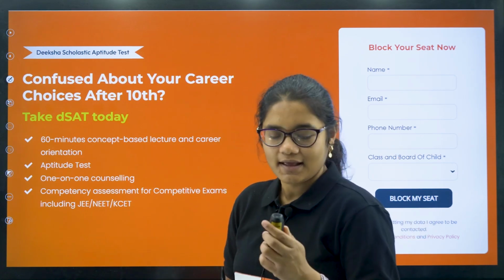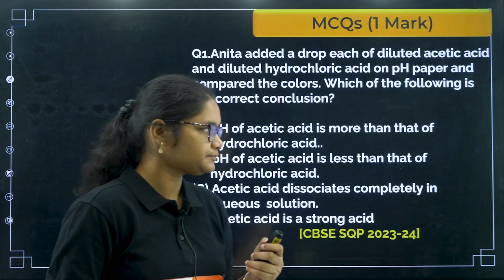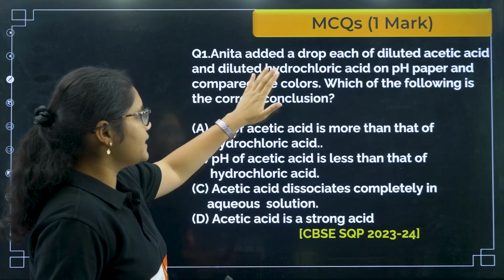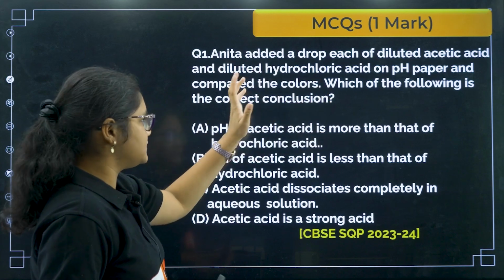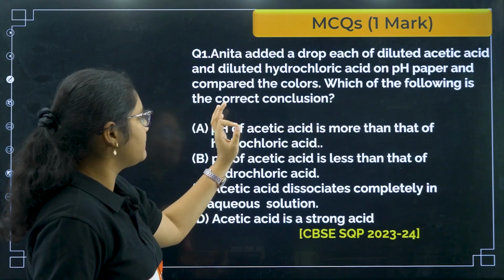Now moving forward to some practicing of questions. First question. Anita added a drop each of dilute acetic acid and dilute hydrochloric acid on the pH paper and compared the colors.